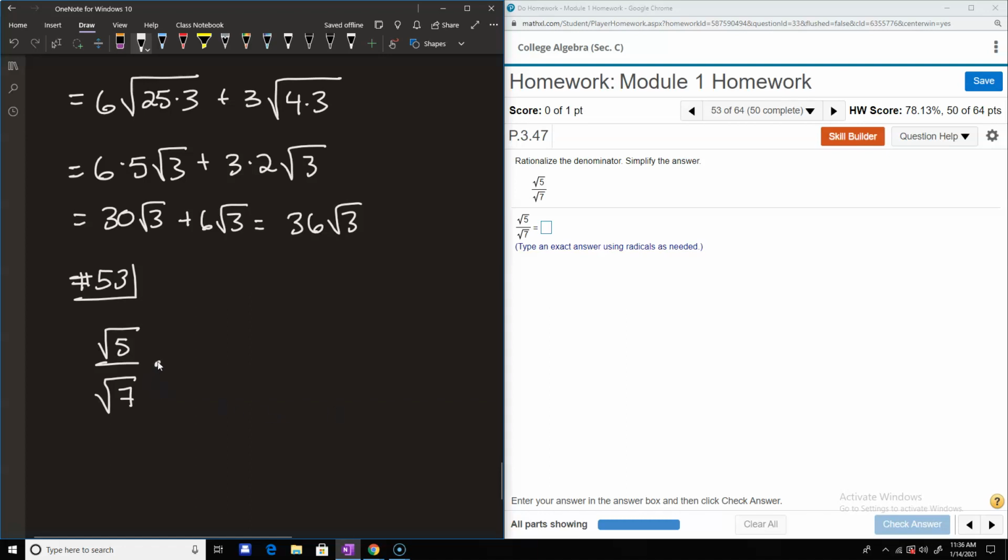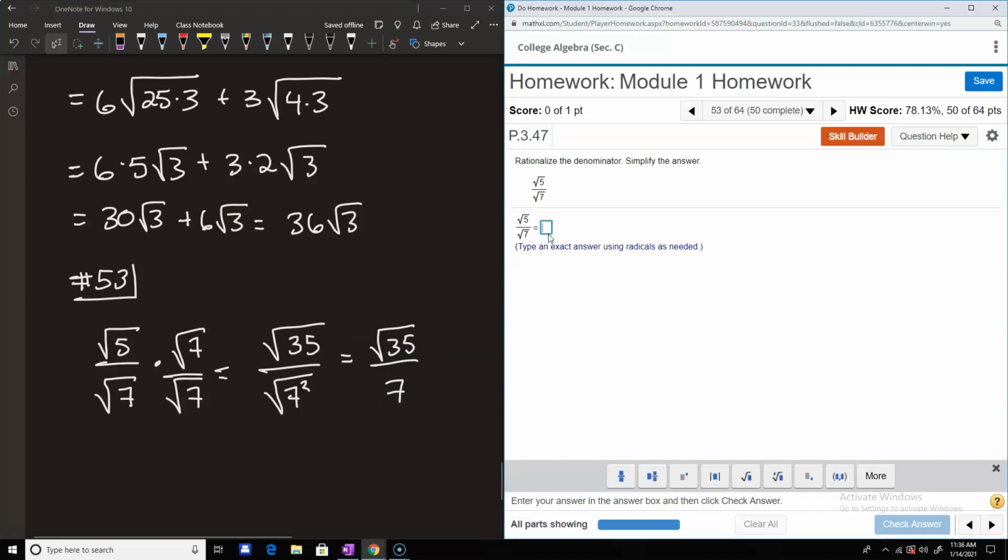So what I'm going to do is multiply by the square root of 7 divided by the square root of 7, because that's equal to 1, right? But now what happens? I end up with the square root of 5 times 7 on top, which is 35. And on bottom, I would end up with the square root of 7 times 7, or 7 squared. And we know that the square root of anything squared is just that number. So we end up with just 7. So this comes out to the square root of 35 divided by 7. That would be the simple radical form.